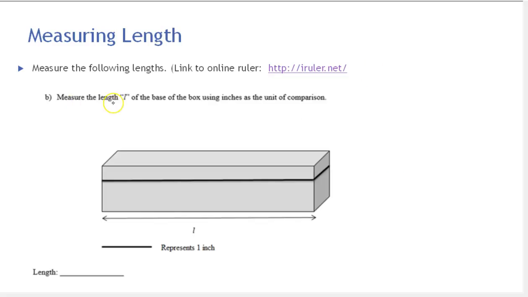We're asked to measure the length L of the base of the box using inches as a unit of comparison. So this represents 1 inch, and we want to measure the length of the box, which is this line segment. So notice they have the same attributes. They're both lines. So I want how many copies of this inch is in this L. So you'll want to make another ruler that's this length. And now I'm going to measure from left to right. So I'm lining up to the leftmost part of the arrow. There's my first inch.